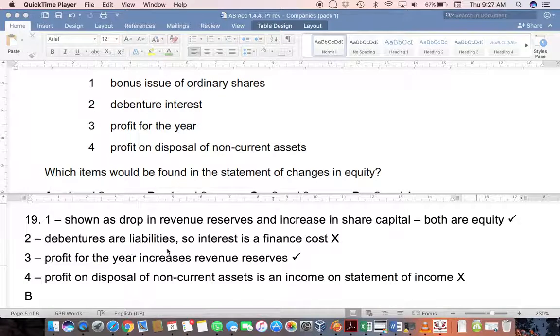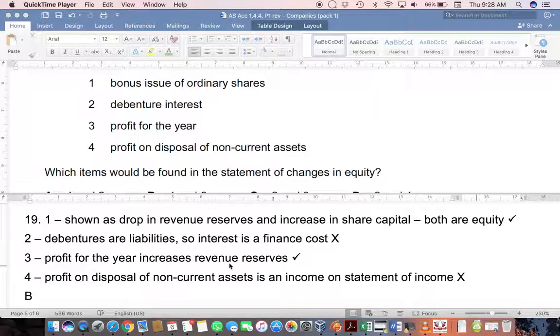Debenture interest, well, remember, debentures are liabilities, and as such, the interest is a finance cost, and so equity is not affected at all. Number 3, the profit for the year will increase the revenue reserves, and remember, revenue reserves are part of equity, so we do like that answer.